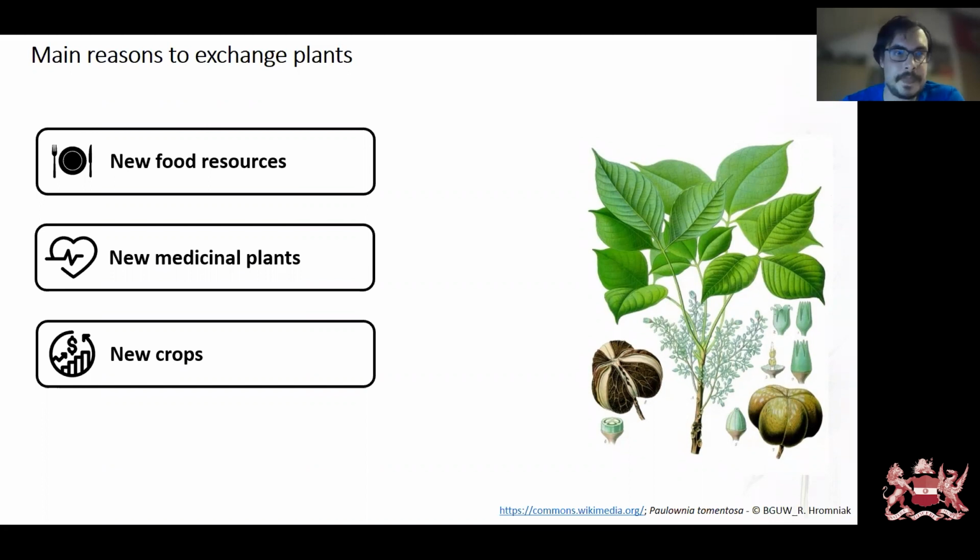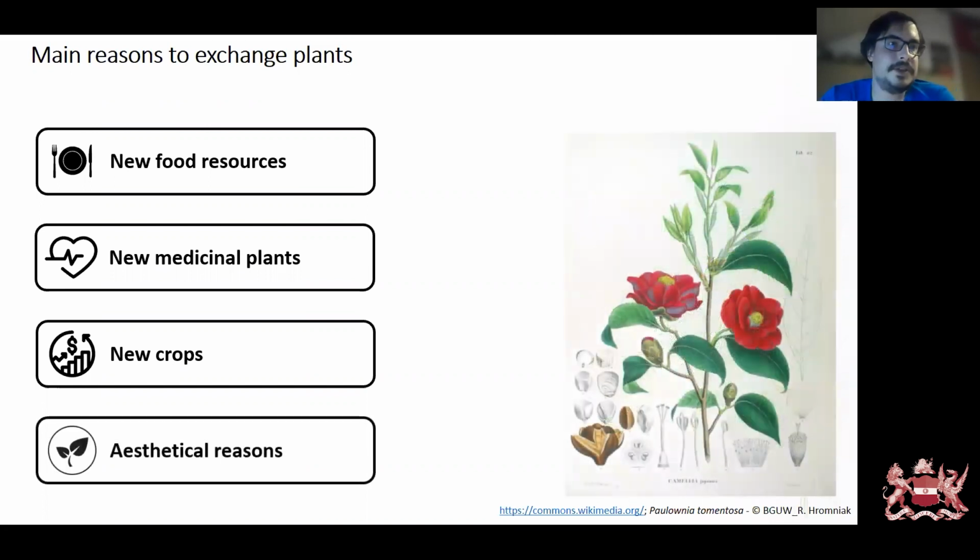We all know it. And the final main reason to exchange plants was, of course, aesthetical reasons. We all know or like the very nice horticultural plants. Here you can see the common or the Japanese camellia, Camellia japonica, as the name says, native to Japan and Taiwan, which was first introduced to Great Britain around 1730. And some of you might know it very well.